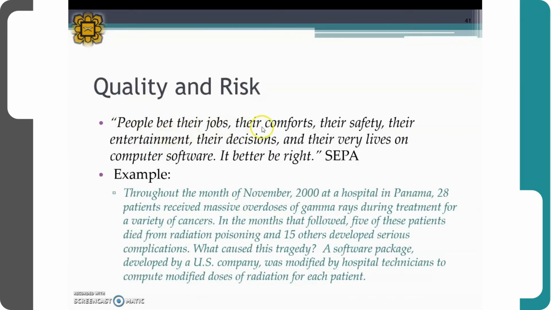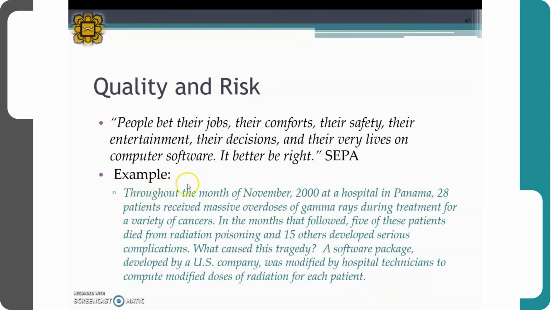So, quality and risk. People bet their jobs, their comforts, their safety, their entertainment, their decisions, and their very lives on computer systems. That's why we have to make sure that whatever we develop must meet these quality criteria.